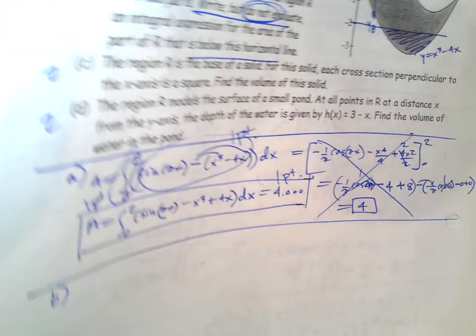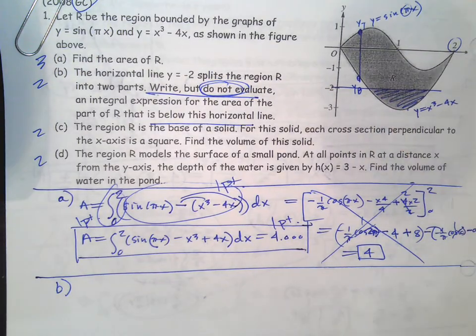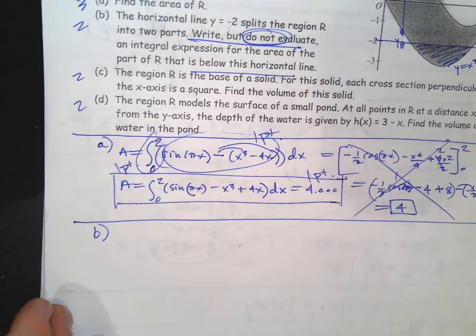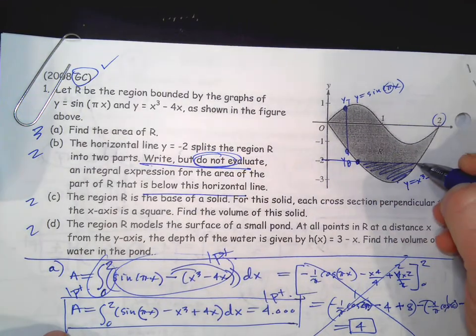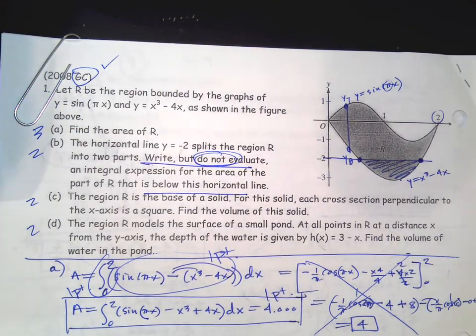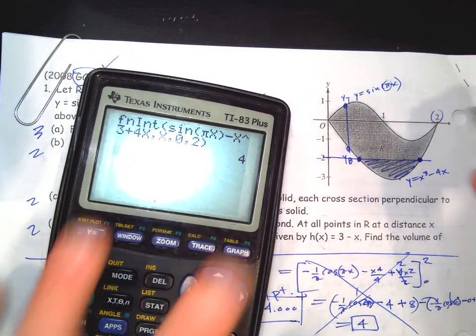Now, we could just do y top minus y bottom, right? The one thing we do need to figure out is the limits. So we have to figure out what these intersections are. That's something that I think we really want to do on a calculator, because I don't think you want to set to find the intersections.